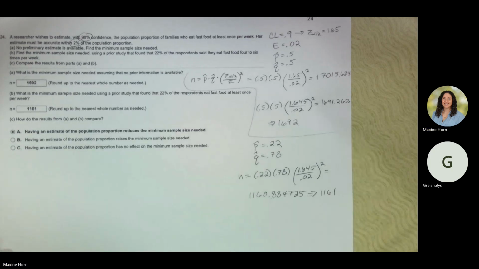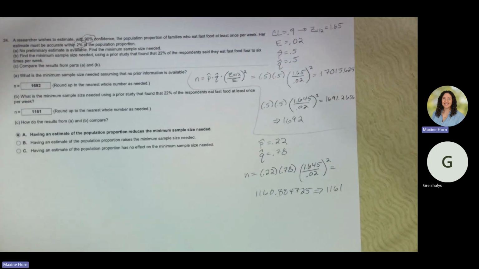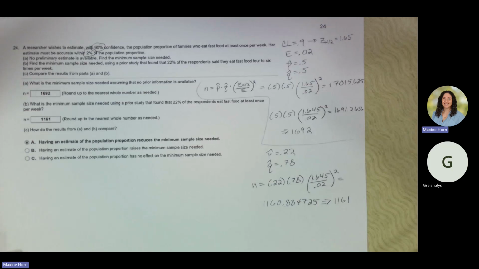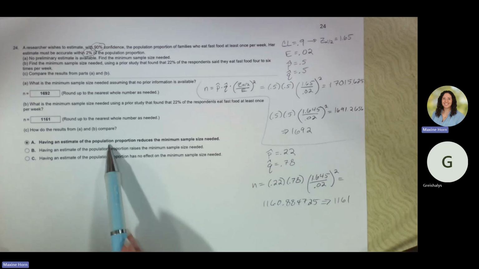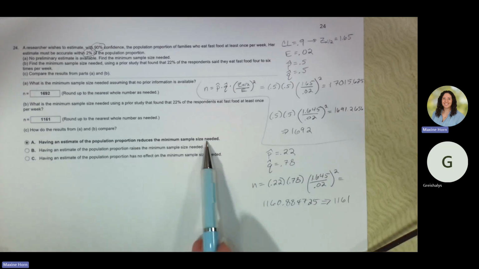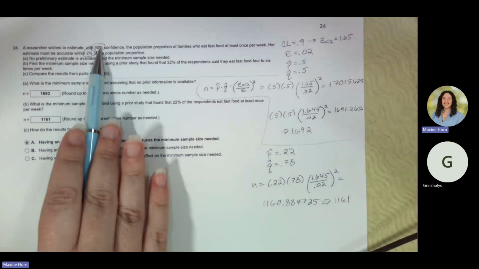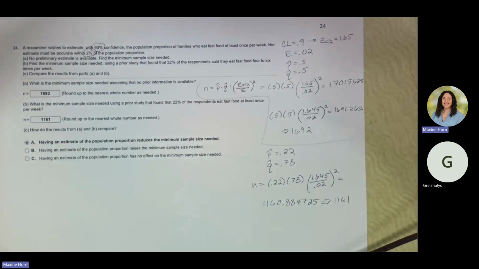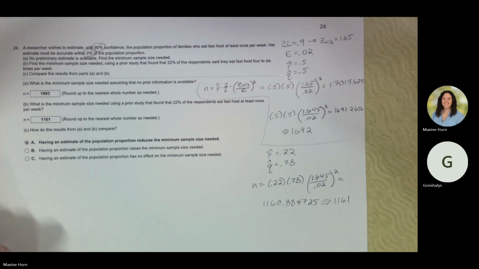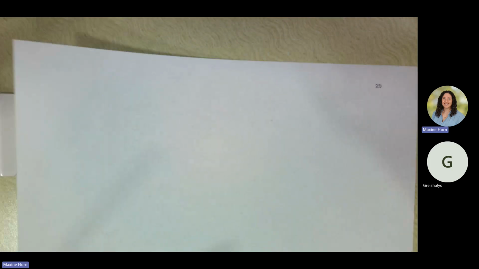Okay. All right. So again, it's asking us to make an inference about that. Talk to us about what just happened. What does this mean? Having an estimate of a population proportion reduces the minimum sample size needed, right? If we want to stick to that level of confidence and that margin of error. Okay, and oh, that was the last one. I don't know why I have a blank page. That was it. That's the end.